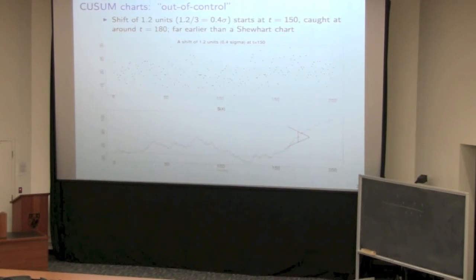So the monitoring limits, there are monitoring limits for the cumulative sum chart. The monitoring limits are essentially the angle of the arms. If you put a wider angle over there, you're going to tolerate greater shift. If you put a very narrow angle, you're going to detect much faster.